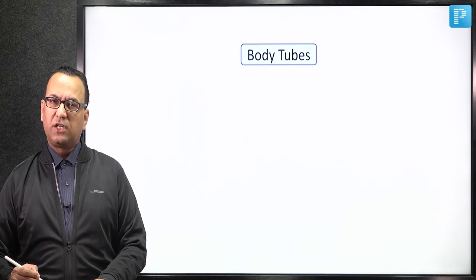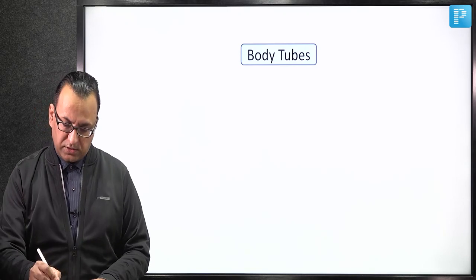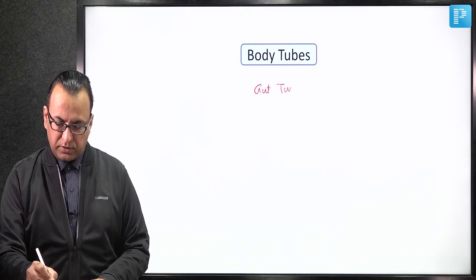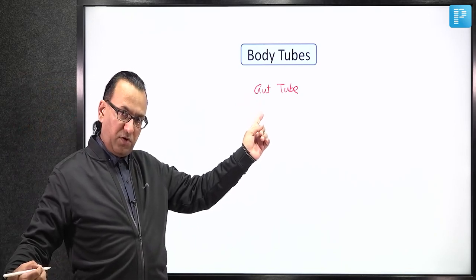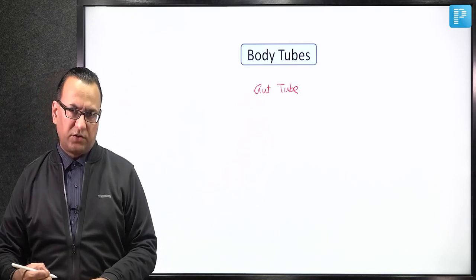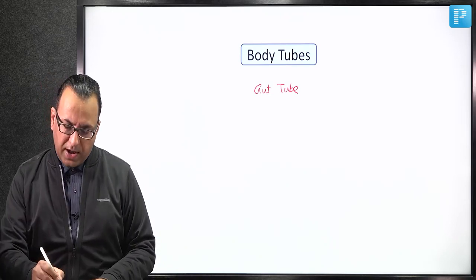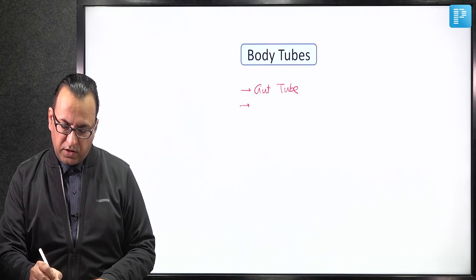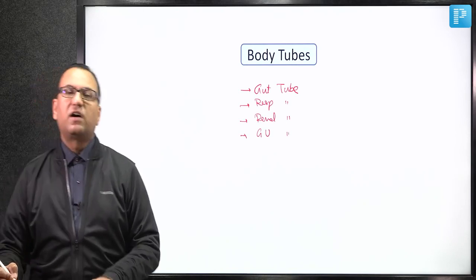Let's look at the histological pictures of some of the body tubes. We can start with the description of the gut tube, but we have to understand that, may it be the gut tube, respiratory tube, renal tube, or genital tube, their basic architecture is almost similar. So we'll be looking at the various details of the gut tube, the respiratory tube, renal tube, or genitourinary tube, but we are starting with the gut tube.